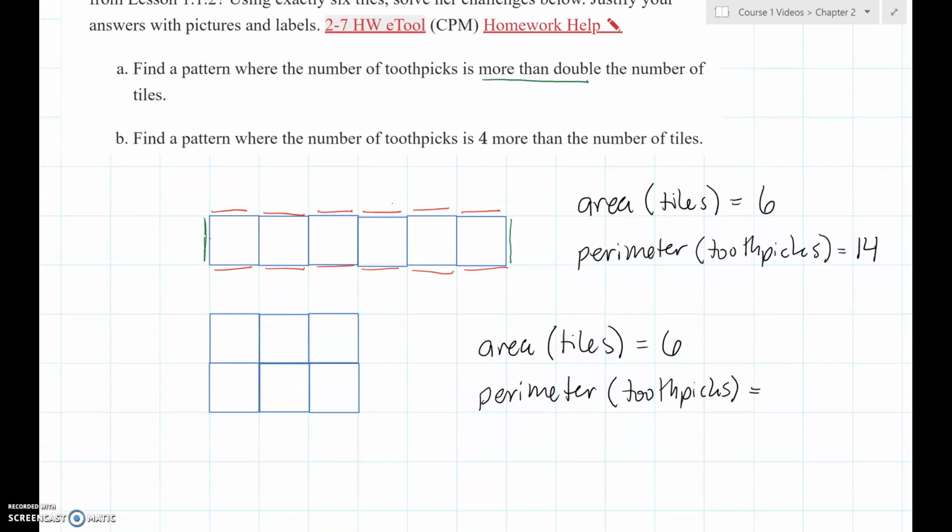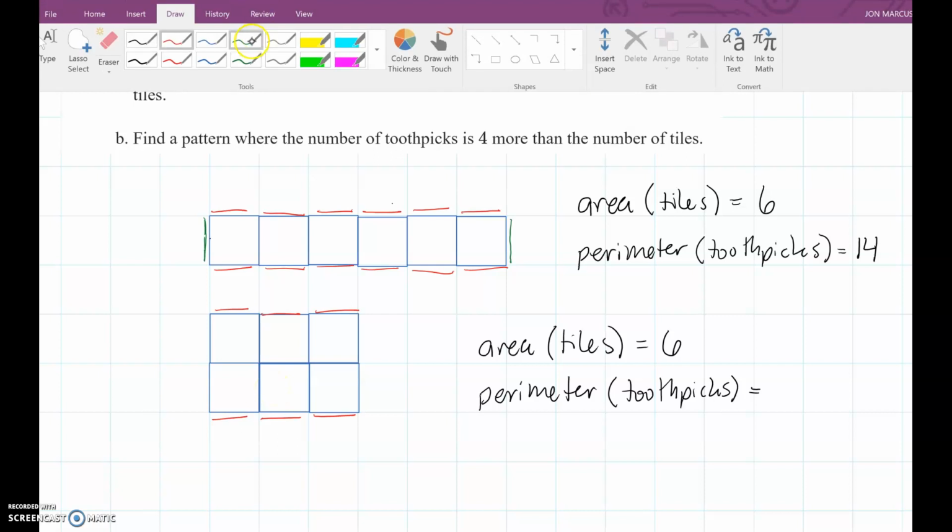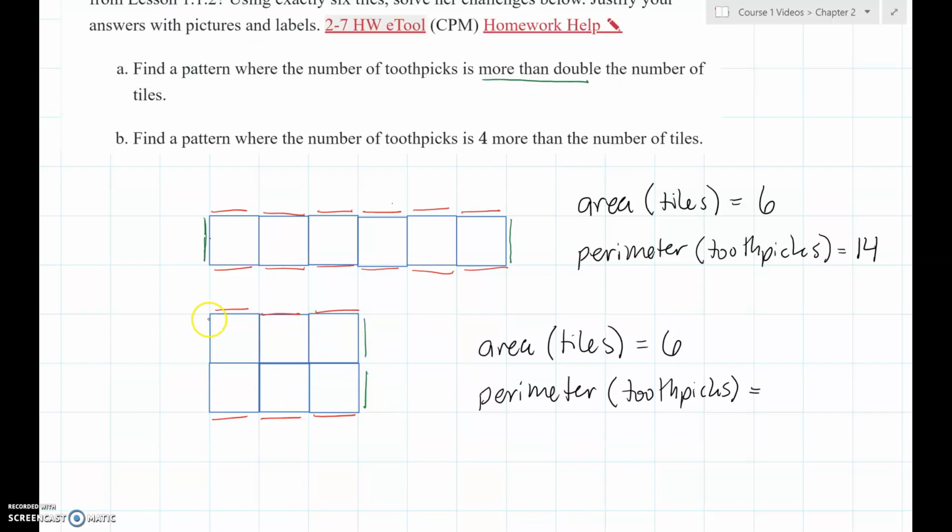So the way I thought about that was to say, okay, well, I want every tile to have at least 1 toothpick. So here we go with 1 tile, 1 toothpick. And then down here, 1 tile, 1 toothpick. So I have 6 there for my 6 tiles. And then the 4 more are going to be on the ends here. 1, 2, 3, 4. So 6 and then 4 more is going to be 10.